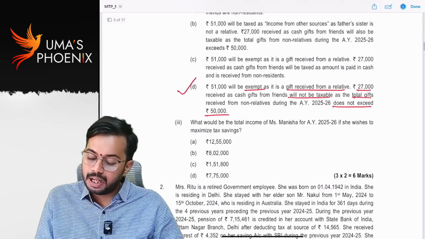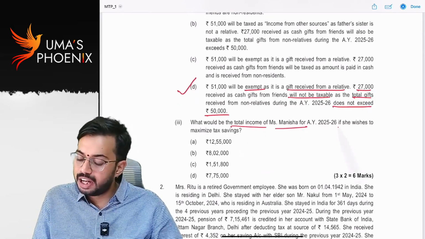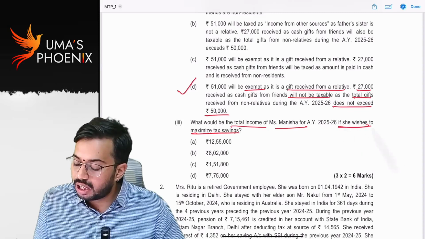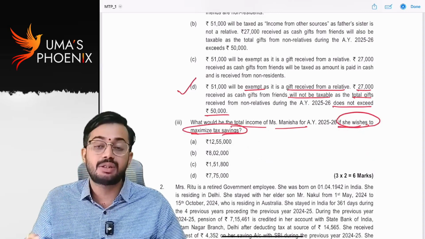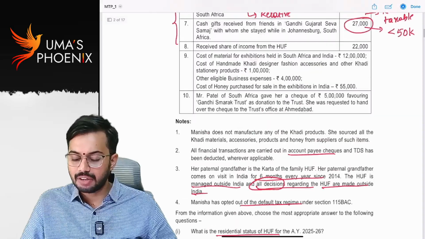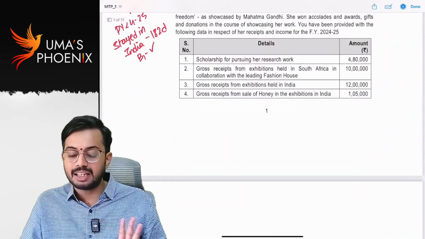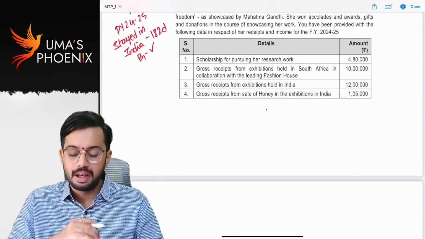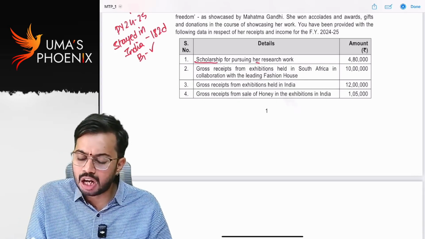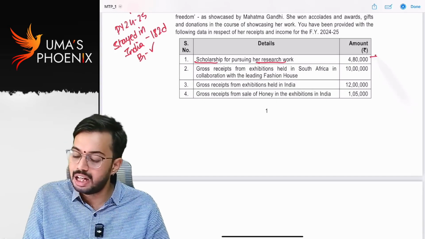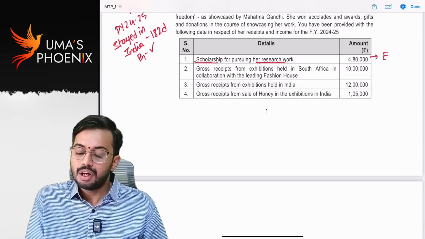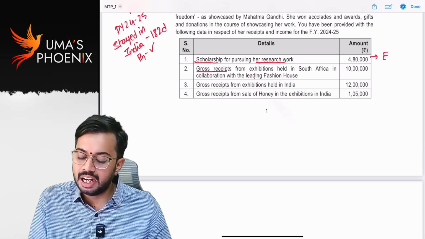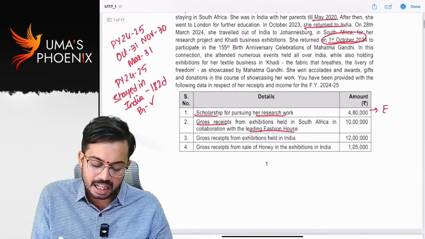Next. What would be the total income of Miss Manisha if she wishes to maximize tax savings? This line is very important. What is the question? If she wishes to maximize tax savings. First of all, let us go through the incomes and see what her incomes are. Based on that, let us calculate her total income. Scholarship. Whenever scholarship is received for education or research work, that is not taxable, that is exempt. Gross receipts from exhibitions held in South Africa in collaboration with a leading fashion house. First of all, she is resident in India, right?